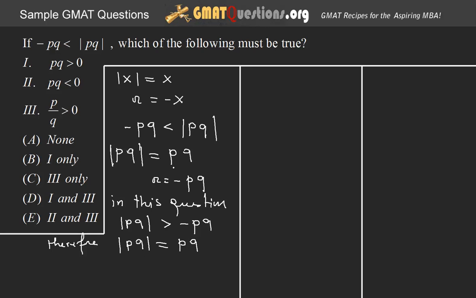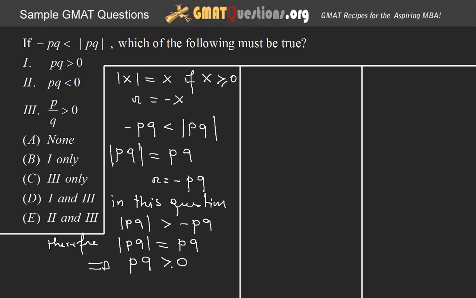Remember, it can be only two things: PQ or negative PQ. Since it's not equal to negative PQ, it has to be equal to PQ. It's normal. If it's A or B, and it's not equal to A, it has to be equal to B. And this is really what's going to solve the question. If the absolute value of PQ is equal to PQ, this also tells us that the product PQ is greater than 0. The absolute value of x is equal to x only if x is greater or equal to 0.